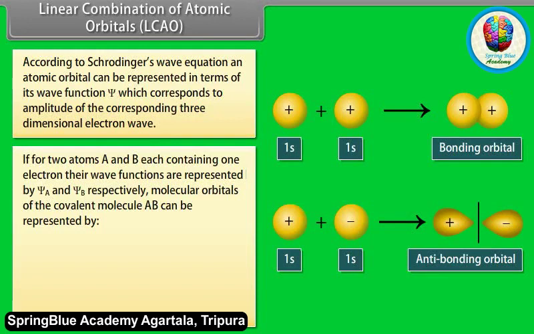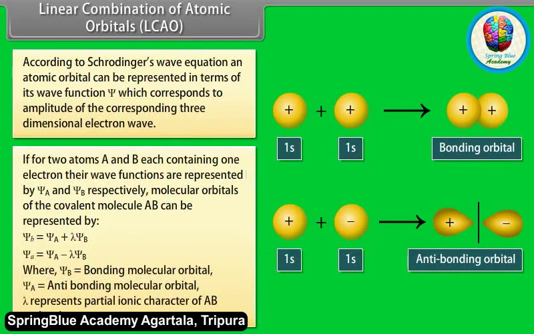molecular orbitals of the covalent molecule AB can be represented by psi b = psi A + lambda psi B, and psi a = psi A - lambda psi B, where psi b is the bonding molecular orbital and psi a is the anti-bonding molecular orbital. Lambda represents partial ionic character of the AB molecule.